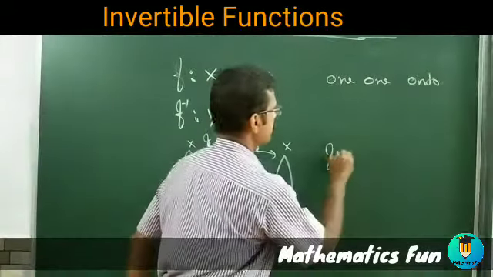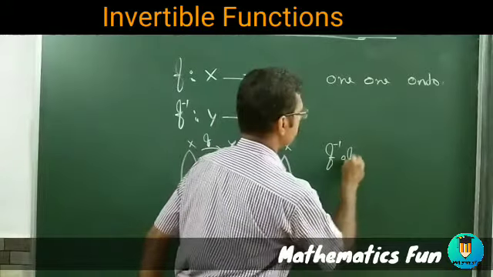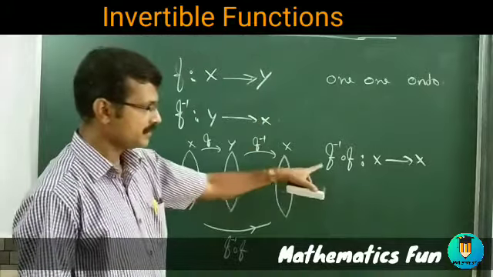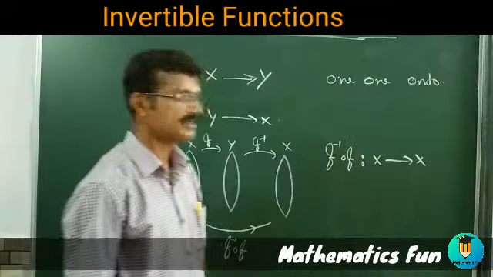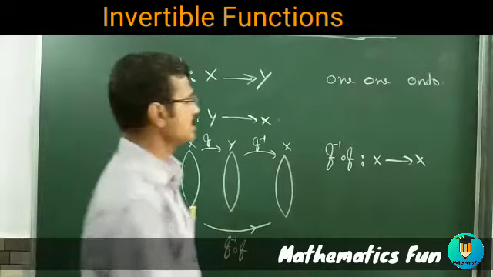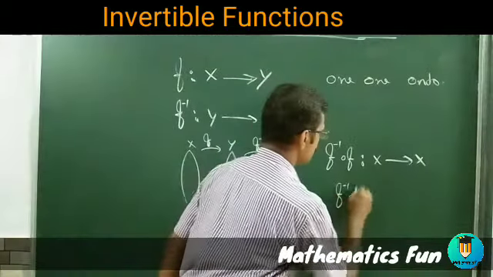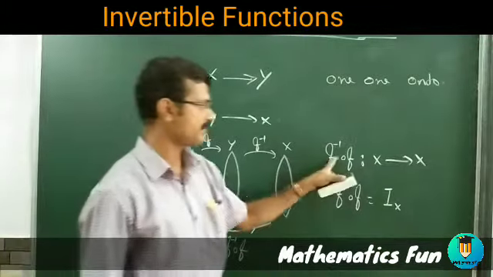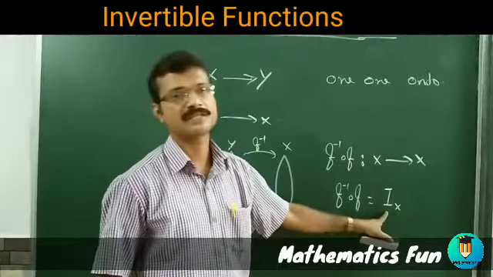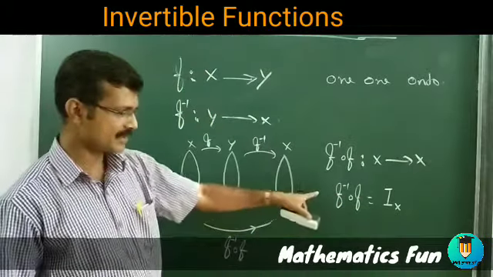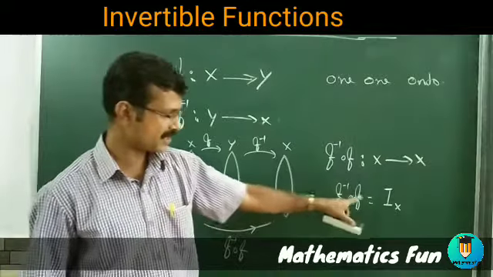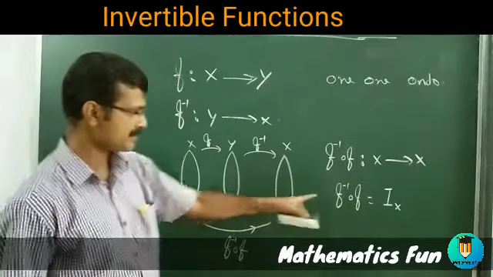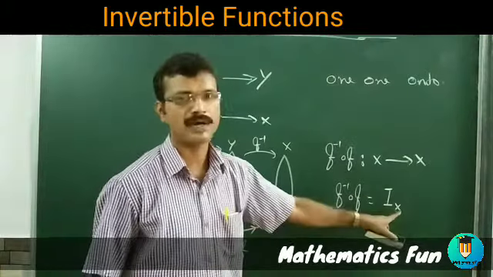F inverse of f is from x to x. It is a function from x to x, that we say is the identity function. We studied that. That is, we can say that f inverse of f is equal to the identity function on x. That means here we can see that the composition of an inverse function and the corresponding function is equal to the identity function. So this is one result I made up, that is f inverse of f is equal to ix.